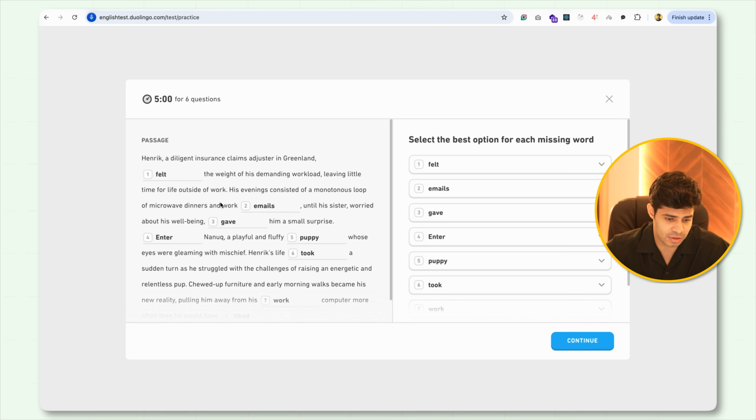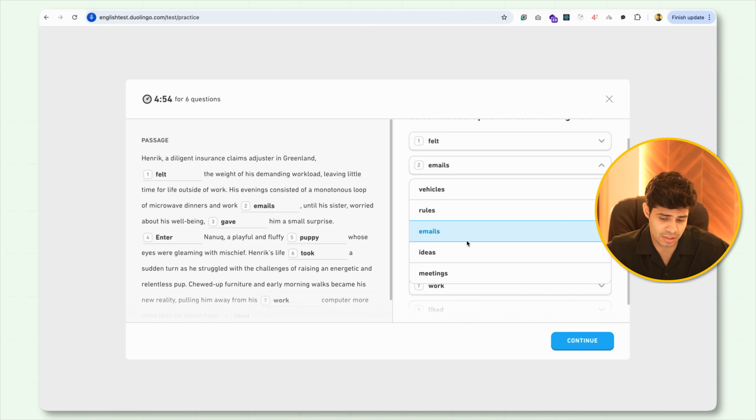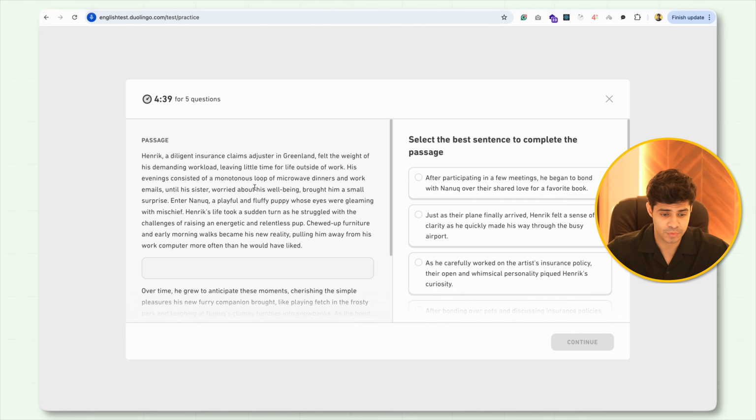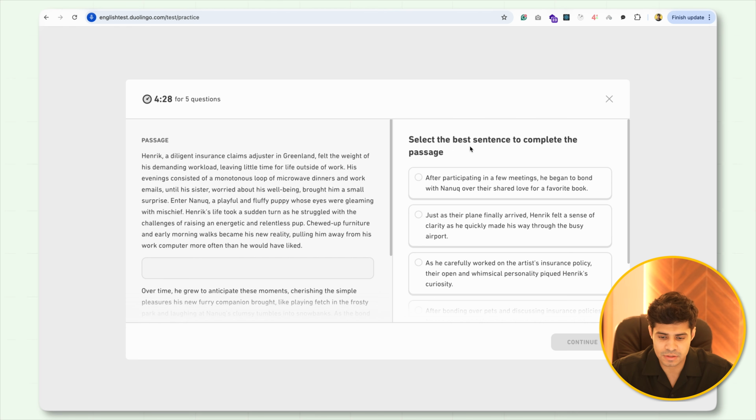Monotonous loop of microwave dinners and work emails. I suppose it should be. It just doesn't make any sense. Like, both of these could be right. Ideas, rules, vehicles. Yeah, I'm gonna go with emails on this because I feel like he's a claims adjuster. I don't know, he could be doing either one. I honestly have no idea. Anyway, let's continue. So, like the best sentence to complete the passage.